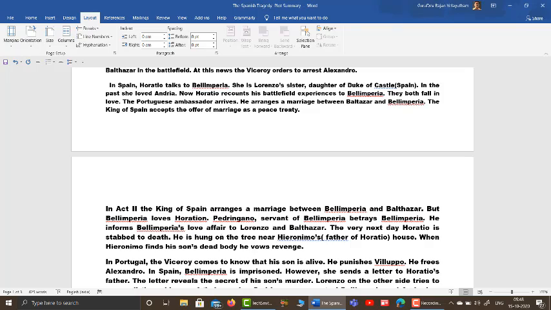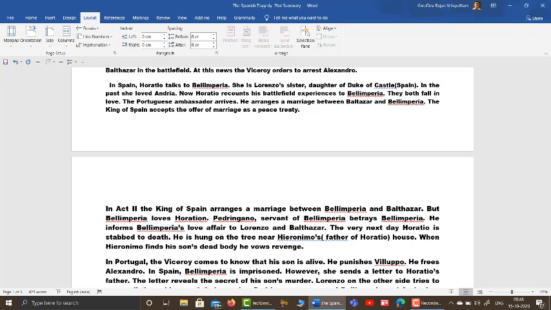So they both fall in love, and Horatio accepts the love of Bellimperia. At this time, the Portuguese ambassador comes, and he talks about the peace treaty between the two countries, Spain and Portugal. So they come to a conclusion. The Portugal ambassador and the King of Spain come to a peace agreement. The peace agreement is made by the marriage between Balthazar and Bellimperia.